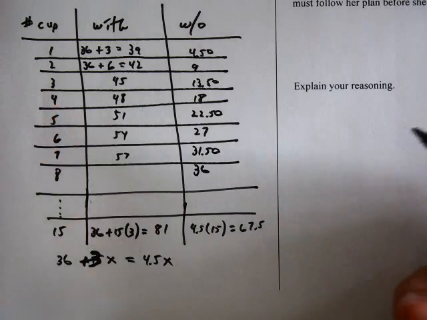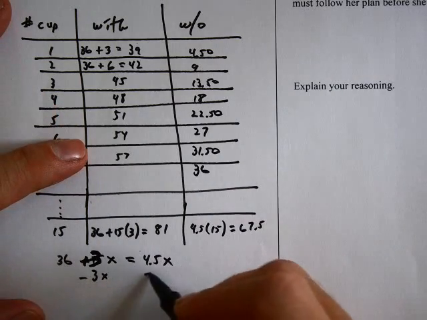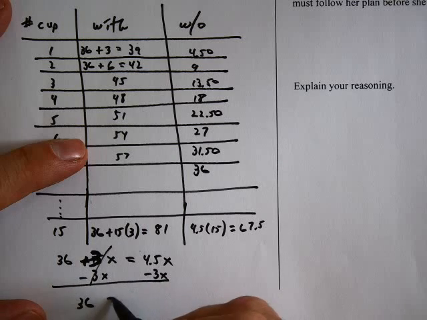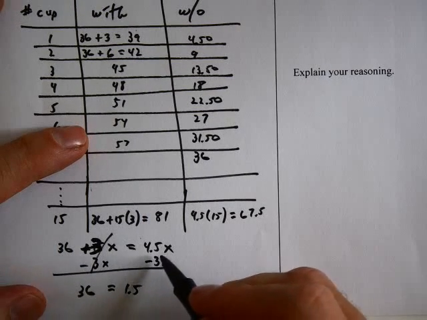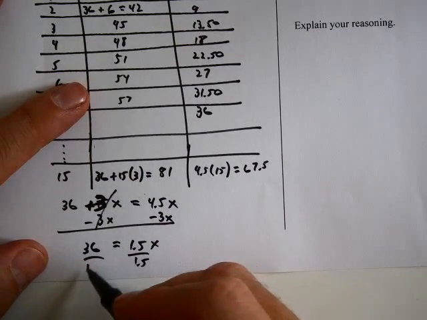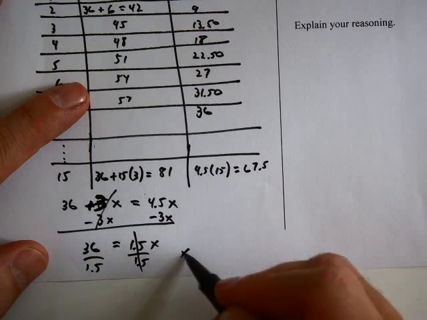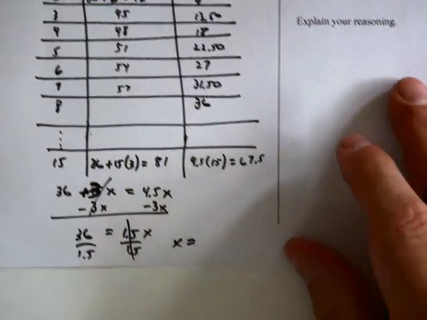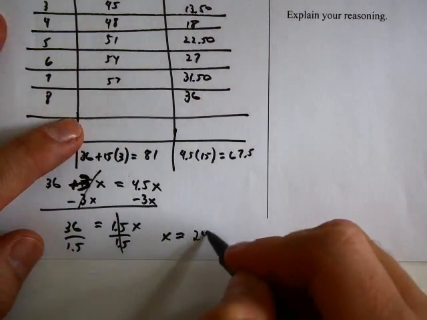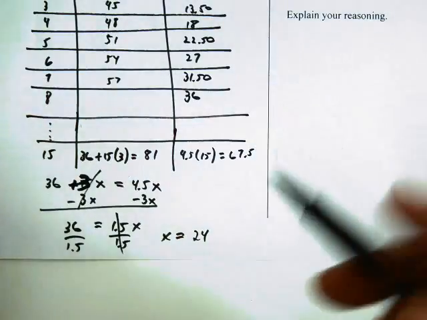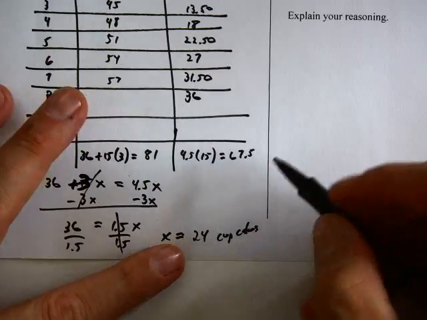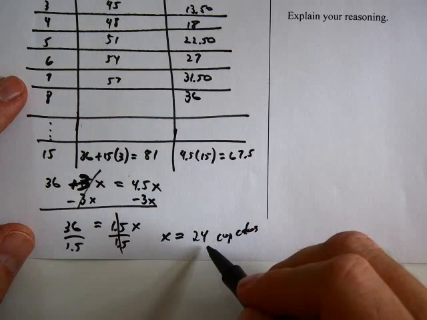And so now we can just solve for x. And you guys are pros at that from chapter 1. Subtract 3x over, 36 equals 1.5. That's what you'd get there, x. And now divide by 1.5, getting x by itself. Take out your handy dandy calculator. 36 divided by 1.5, 24. So I would have had to go for a long time. This is 24 cupcakes. Now 24 is where they're equal though.